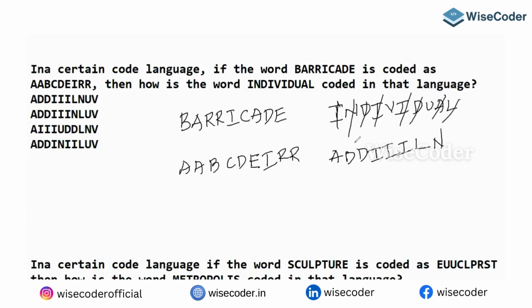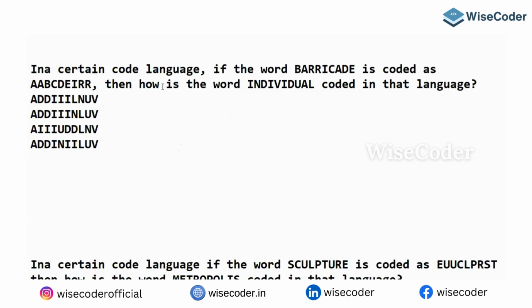Next N will come into the picture. Next U. Next V will come. So ADD, this is eliminated. ADII is also eliminated. LNUV. So what is the answer? First option. So what is the logic behind this question? Alphabetical order. The particular word is coded in alphabetical order. I hope it is clear. Let's go to the next question.